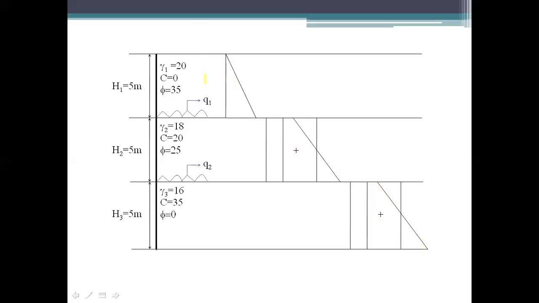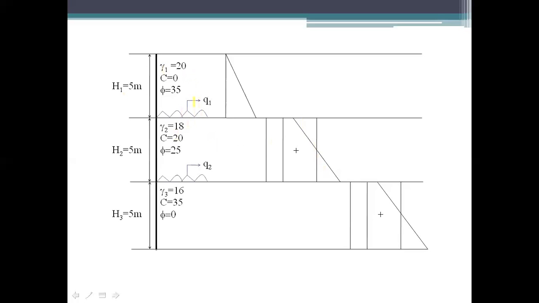Then the first layer's loading is on the top of the second layer, for which you have to draw a UDL, and that is Q1. Q1 is given by gamma 1 and H1. Then there will be a second layer. The second layer has C, and the surcharge loading of the first layer will have a rectangular diagram, and since C is present, you will have a negative as well as a positive diagram.